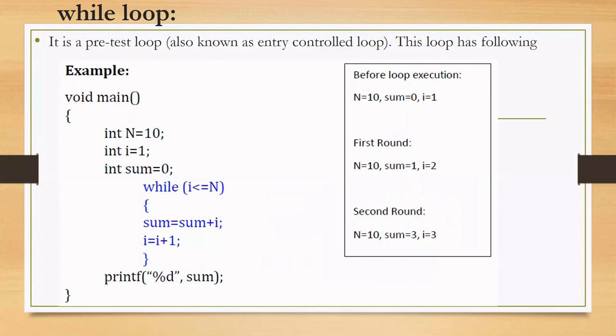The value of sum is initialized to 0 for the first iteration, plus what is the value of I? 1. 0 plus 1 is 1. So 1 will be updated in place of 0, and now the sum value is 1, which you can see in your first round. After doing the summation, the next statement is I is equal to I plus 1. The first time, the I value is 1. So 1 plus 1 is 2. Now the I value is 2.